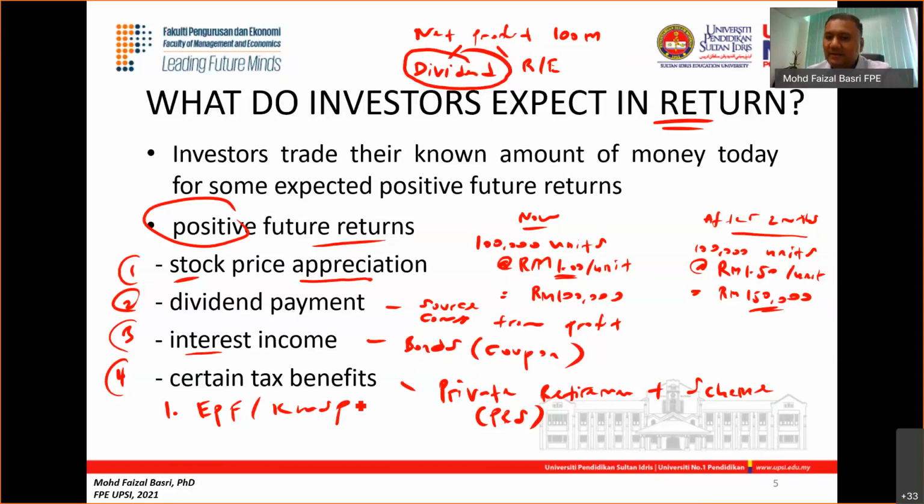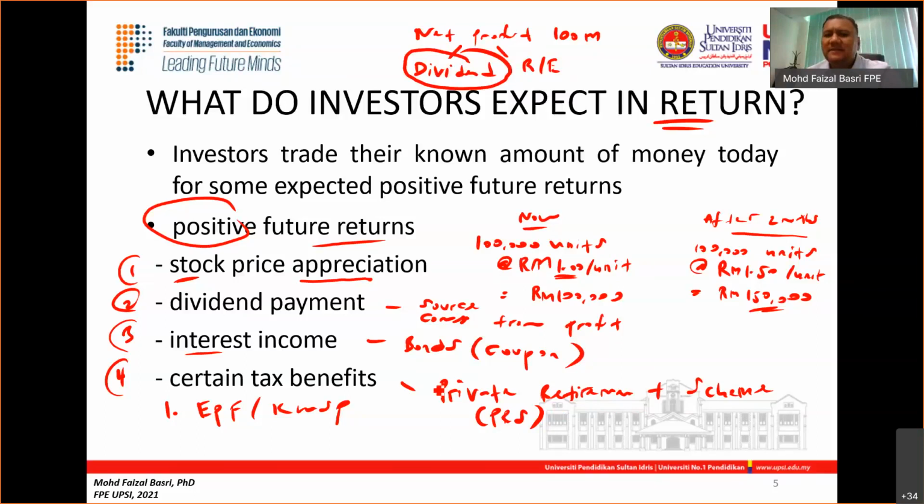And this fund from EPF or KWSP usually will not be sufficient after retirement. You can spend this money, your EPF funds, and within 5 years it can be used up, sometimes even faster than 5 years. So that's why for the private sector, the government encourages you to set up another fund. That's why they came out with this scheme, the private retirement scheme.